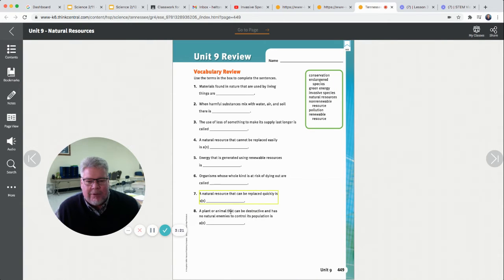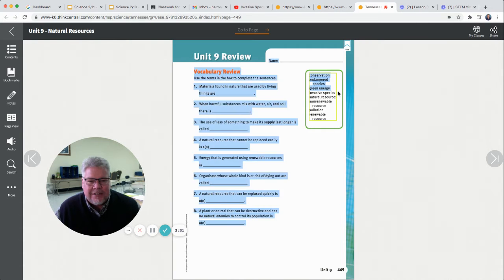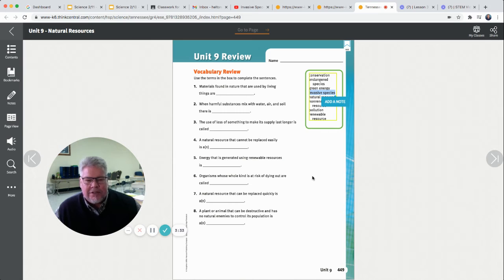Number 8, a plant or animal that can be destructive and has no natural enemies to control its population. You just saw a video on that. That is an invasive species. So those poisonous frogs or all the rabbits or the different kinds of plants, anything that is invasive, it has no natural enemies to control its population. It grows like crazy like you saw in the video.